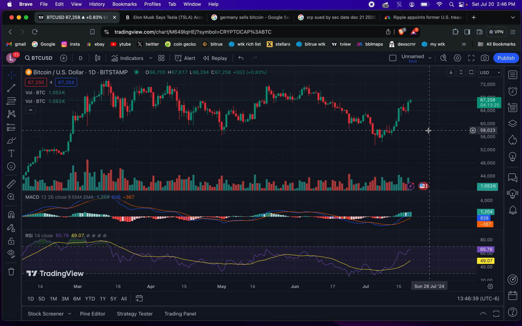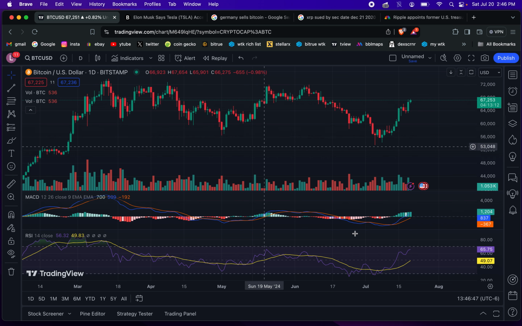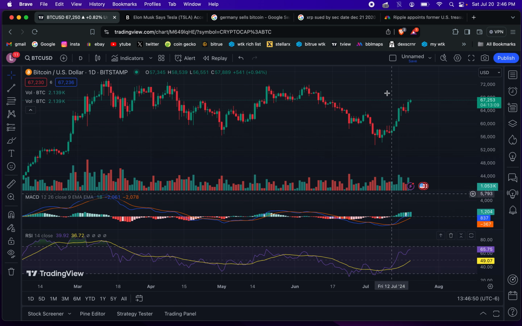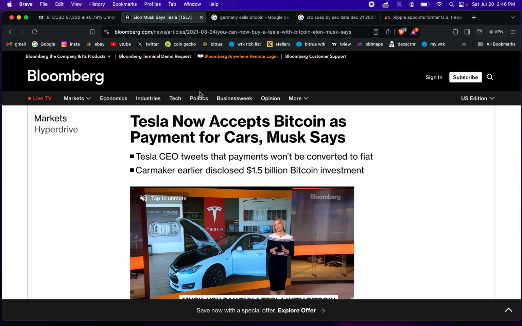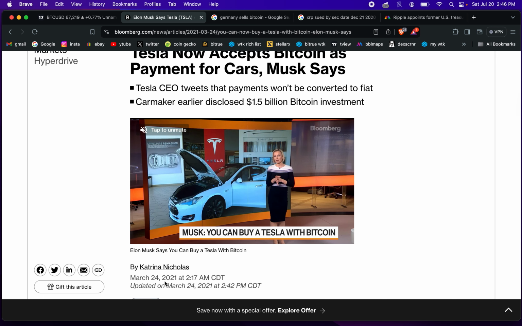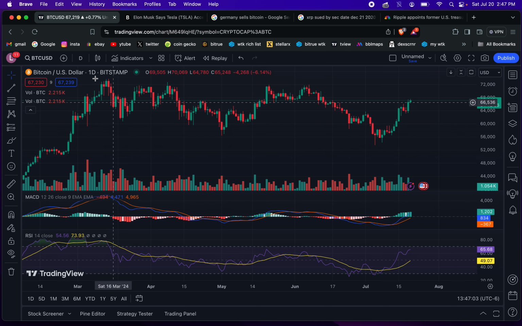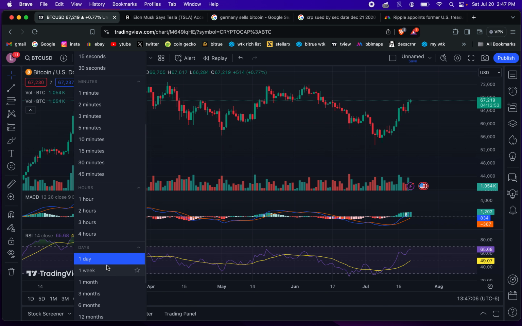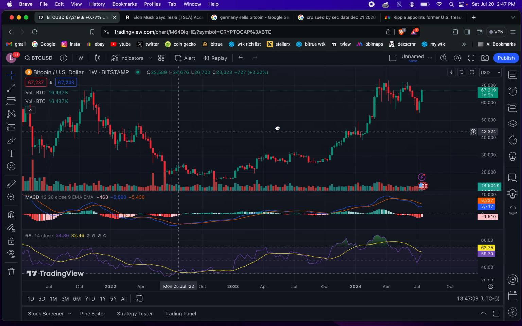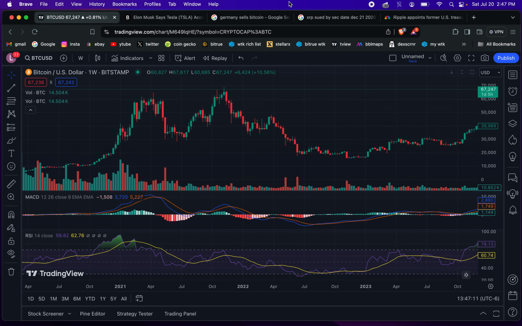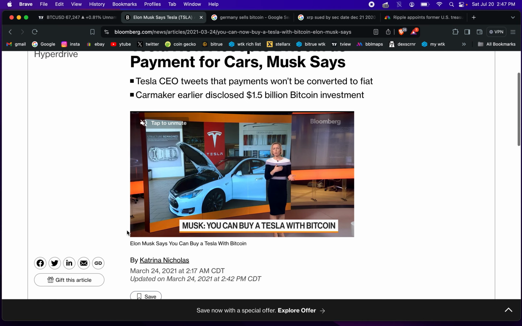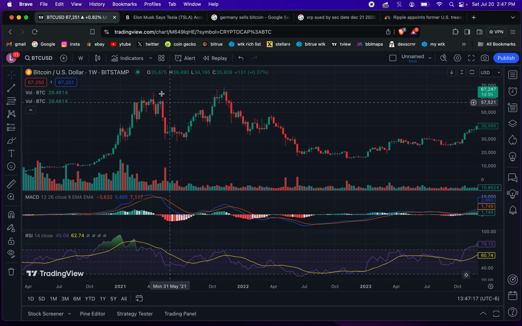So the best thing to do, I'm going to get into it right here, is when it talks about the news about Bitcoin, and how you can buy the bad news and sell the positive news. So let's just go back to 2020. This is March 2021, when Tesla now accepts Bitcoin for payment of cars. So we'll just go back to the weekly chart and look back a little bit. March 24th, so that's probably the height of the market.